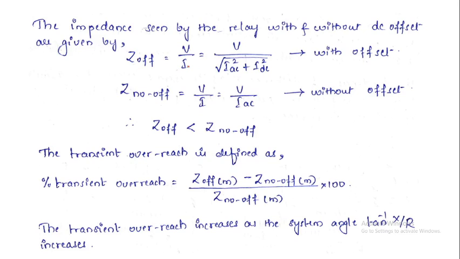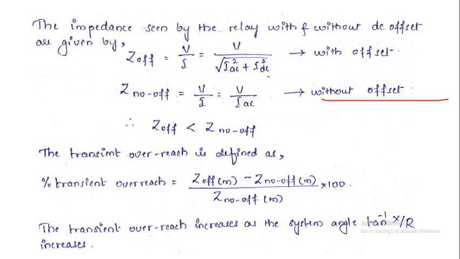What is the offset current here? V divided by the square root of IAC square plus IDC square. This is with offset. And Z no off, without offset, V by I, is simply V by IAC. That is without offset. Now therefore Z off is less than Z no off. So the impedance with DC offset is less than the impedance without DC offset.